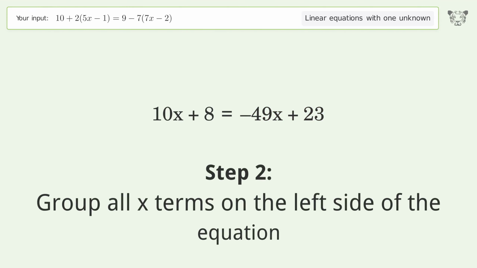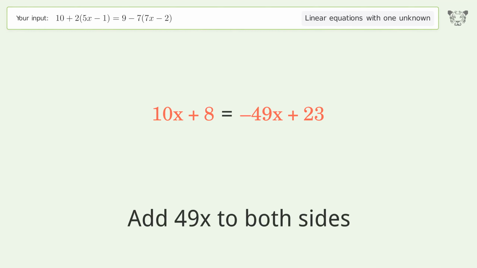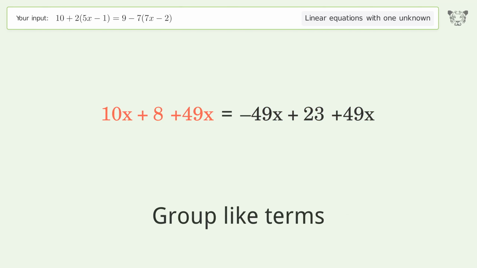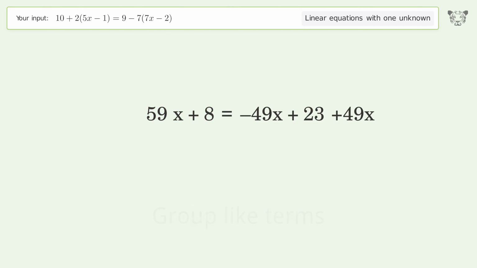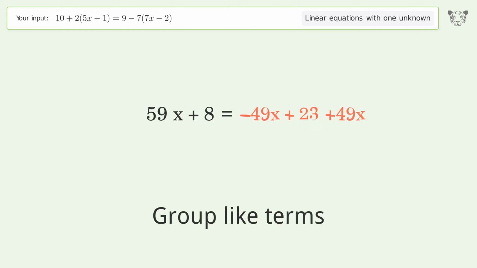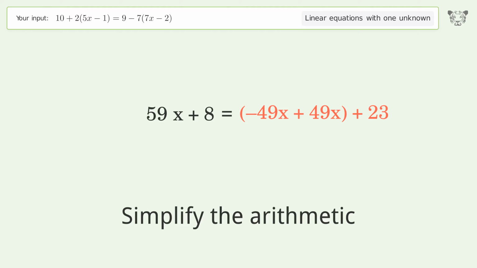Group all x terms on the left side of the equation. Add 49x to both sides. Group like terms. Simplify the arithmetic. Group like terms. Simplify the arithmetic.